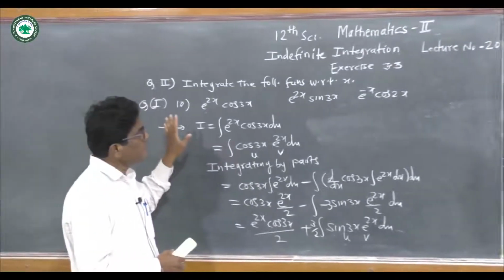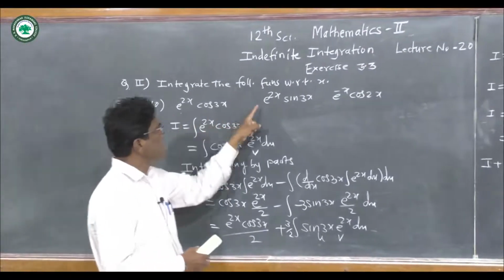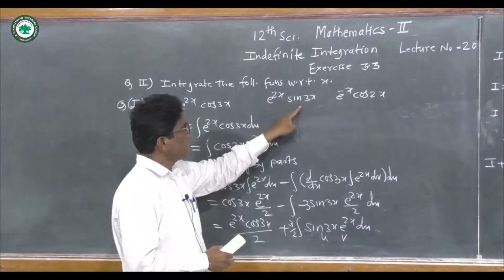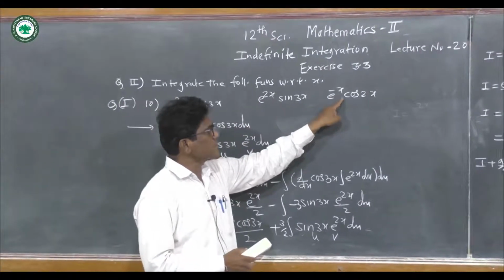And in the second question there are two problems: e to the power 2x sine of 3x, and e to the power minus x cos of 2x.